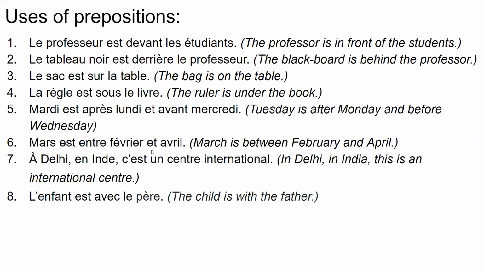Mars est entre février et avril. March is between February and April. Entre here is the word for between. À Delhi, en Inde, c'est un centre international. In Delhi, in India, this is an international center. Note that the reason why we used à before Delhi is because we use à before cities, and en before Inde because Inde is a feminine country.